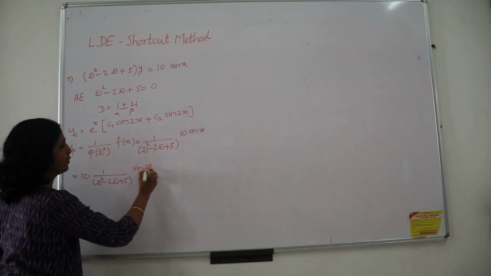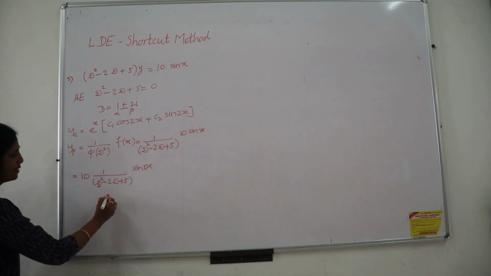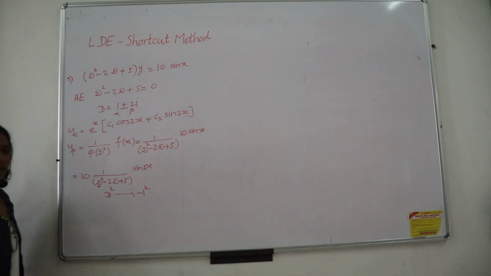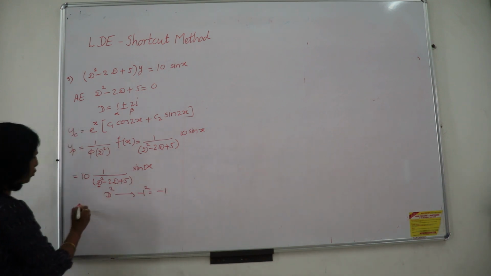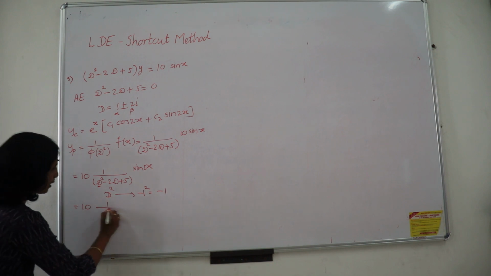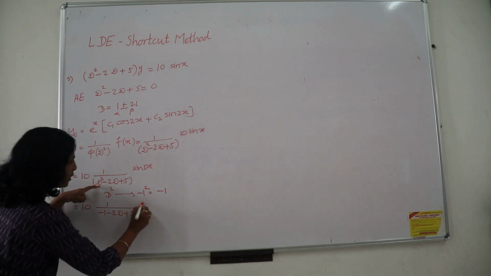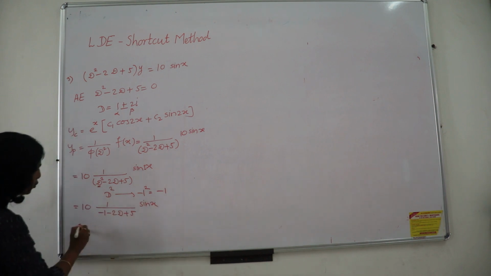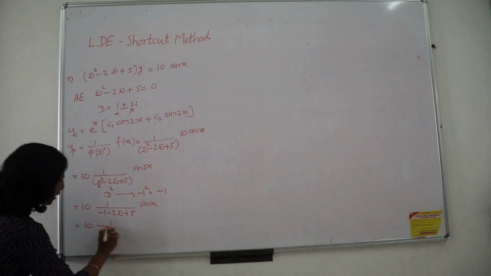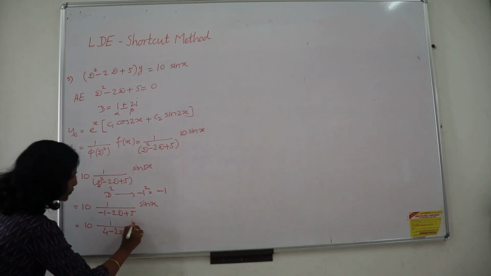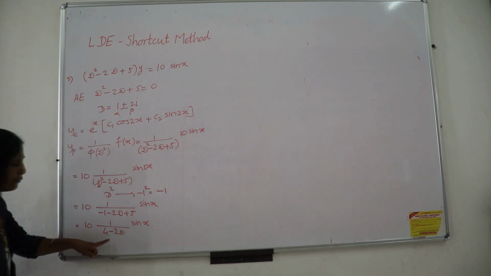Now what is the coefficient of x here? 1. So D square is there, D square is replaced by 1 square, give a minus sign for that, so it's minus 1. And so I am getting this now. This is 1 upon, D square is minus 1, minus 2D plus 5 of sin x. Okay? And so this will give me 10, 1 upon 5 minus 1, it is 4 minus 2D of sin x.